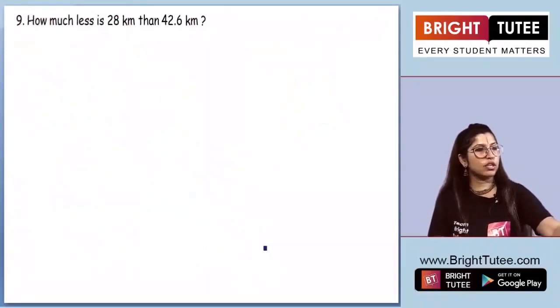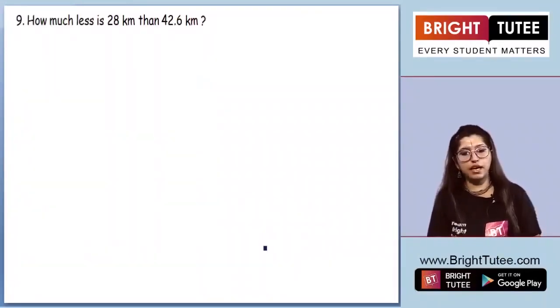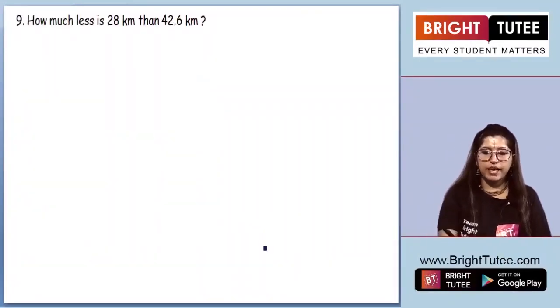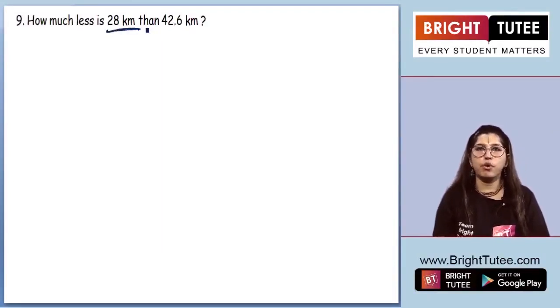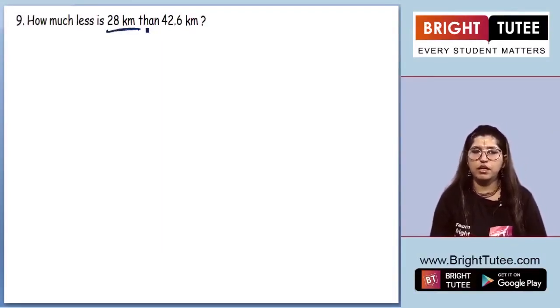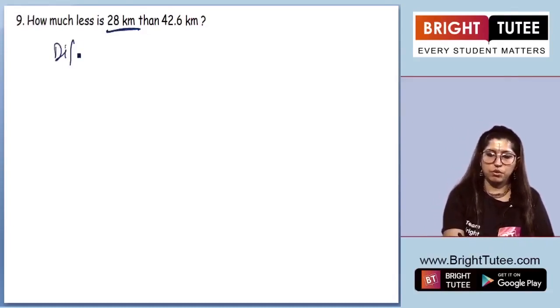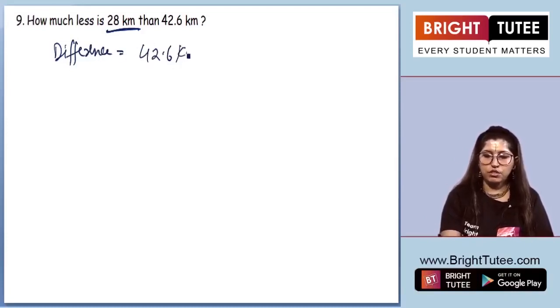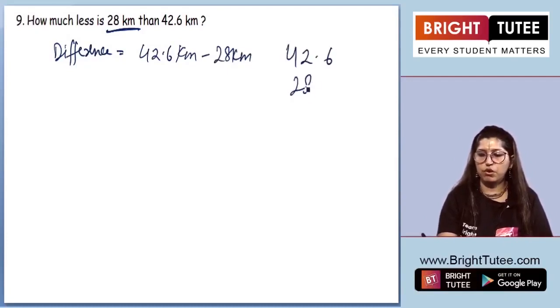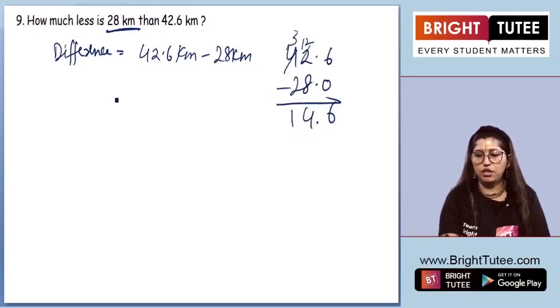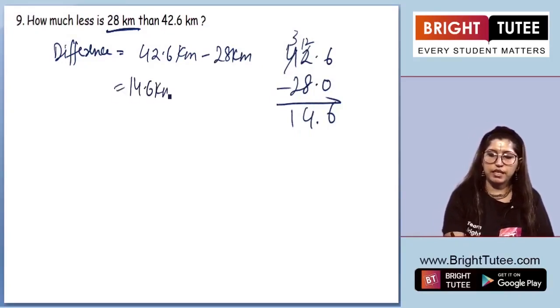Now we will be moving on to the last question of this exercise. How much less is 28 km than 42.6 km? In this question, we can understand that we need to subtract these two. So we'll be solving out the difference. So 42.6 kilometer and 28 kilometer. If we solve it from here, it will be 6. We can say it as 12 and this as 3. 3 minus 2 is 1. So we can say this is 14.6 kilometers.